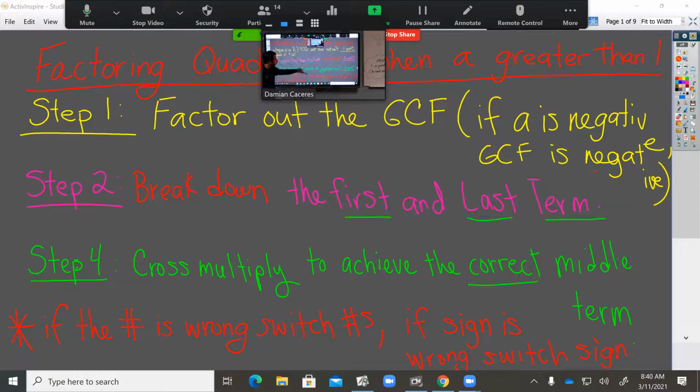So I'll just say that again really quickly. Step 1, factor out the GCF. If A is negative, then the GCF is negative. So just make sure you remember to factor out a negative if the first number is negative. Step 2, break down the first and the last term.